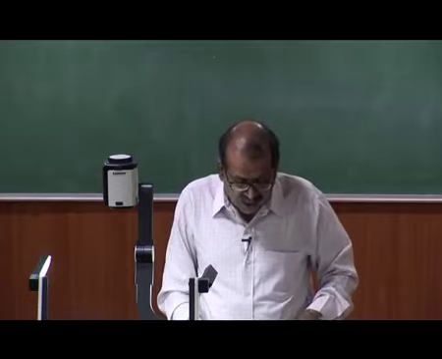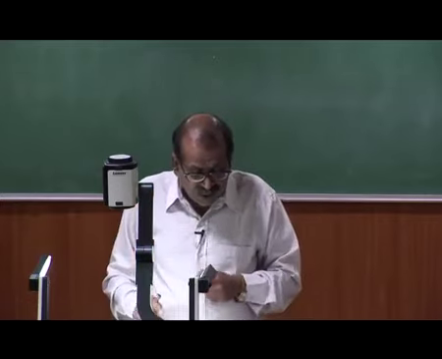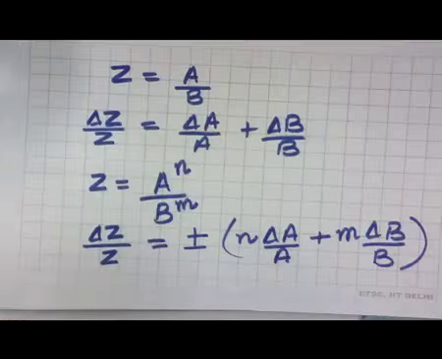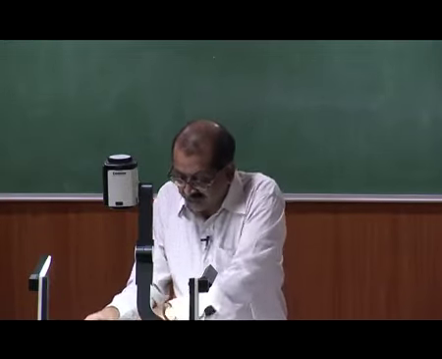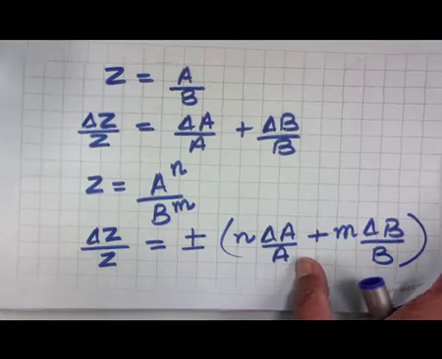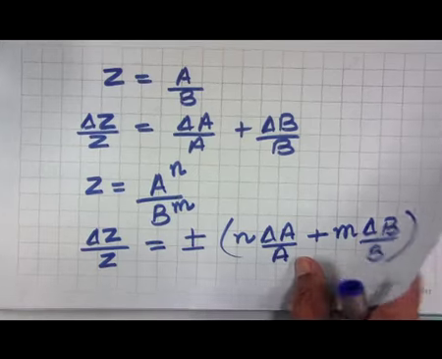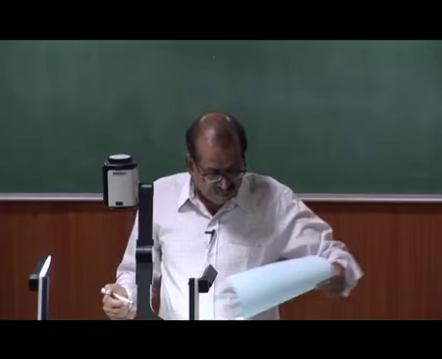Now, this also tells us that whichever term has the biggest power can be the source of the biggest error. So, we have to be more precise when we measure that quantity, so that if delta A by A is less, even if n is large, the total contribution to the error will be less.